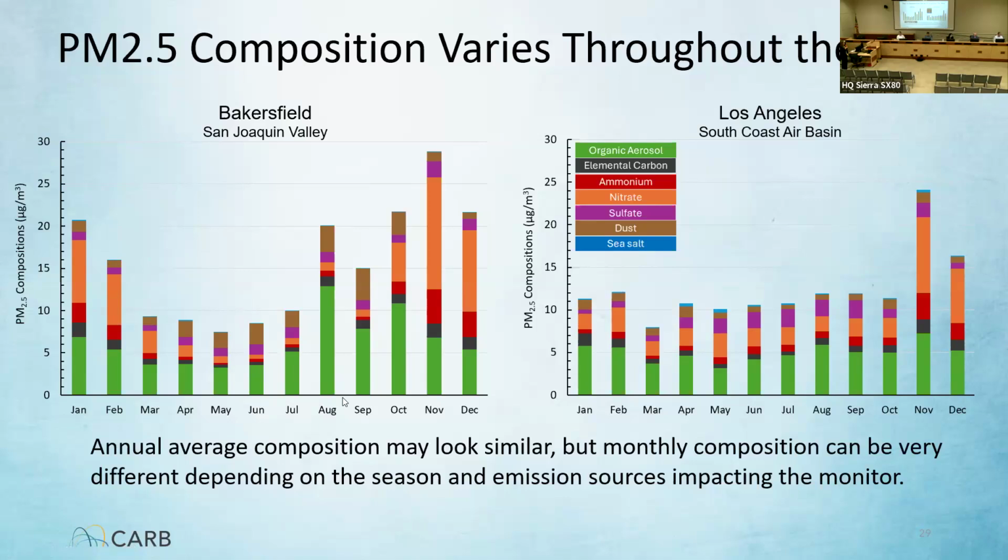So we do agree that doing a SIP right away and showing attainment as quickly as possible is very important. And we'll definitely be working really hard across the state to make sure that the controls are in place at all of the areas that are going to be designated as moderate.